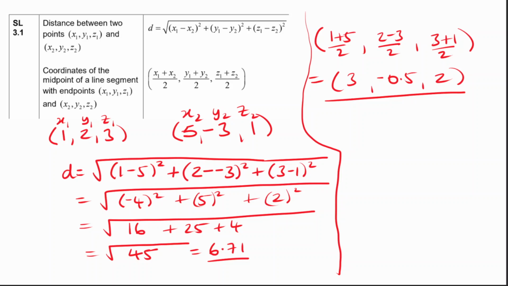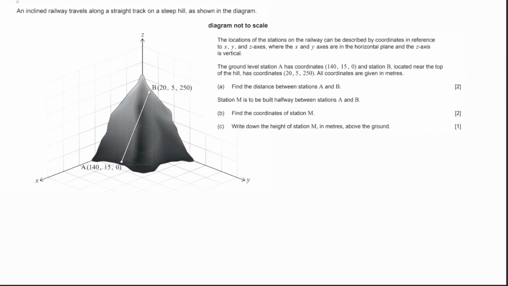Okay, let's have a look at a question, the only one I've seen basically in the recent exams on this 3D thing. So an inclined railway travels along a straight track on a steep hill as shown in the diagram. So you can see we've got x-axis on the bottom here, y-axis here, and z-axis going up. Okay, so it's kind of like rotated of what we had. So let's have a look at the question. So the locations of the stations on the railway can be described by the coordinates in reference to x, y, and z-axes, where x and y are a horizontal plane and the z-axis is vertical.